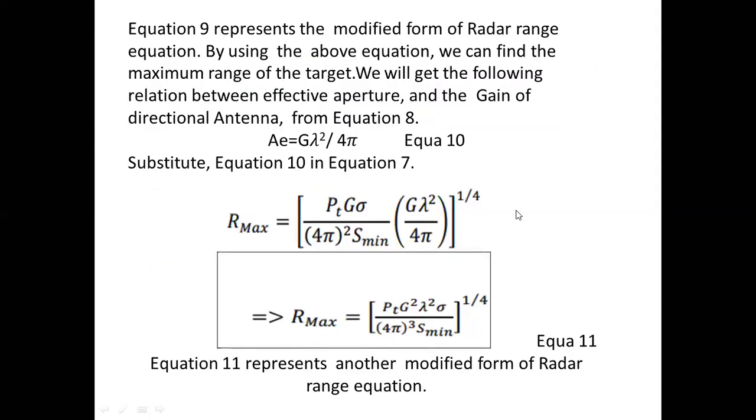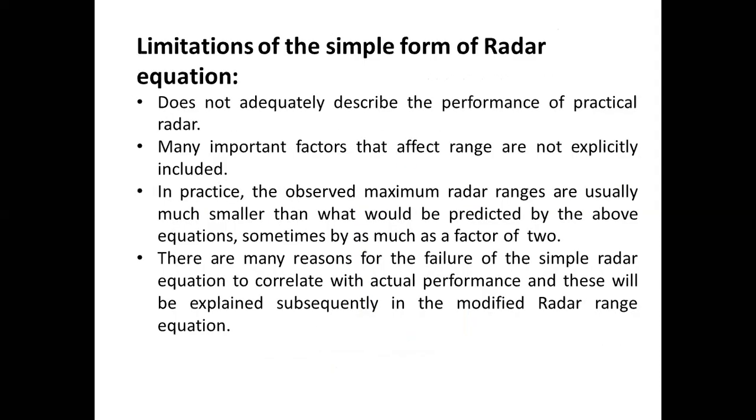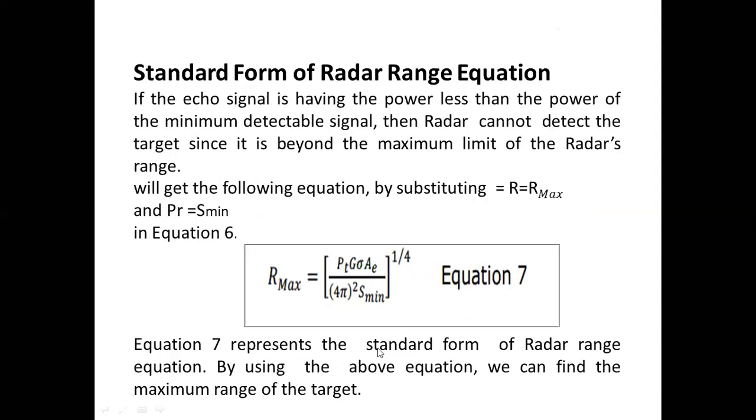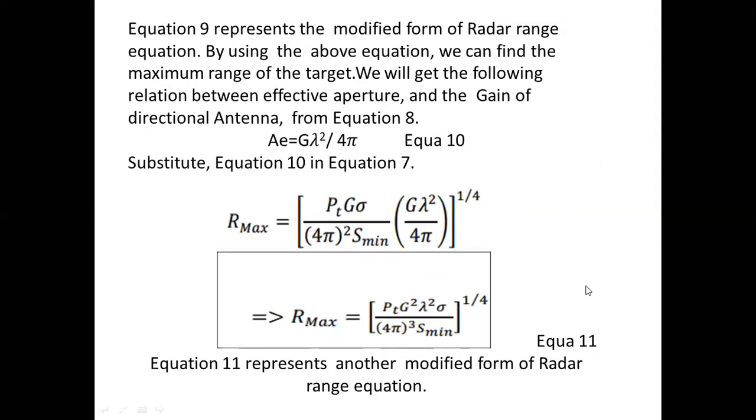Okay. Tomorrow we will discuss the problems. Finally, this is the radar range equation. We have two types of radar range equation: the simple form of the radar range equation and the modified form of the radar range equation. This is the modified form. This is the simple form of the radar range equation. At the side of the formula, we have to write that this is the simple form of the radar equation, and this is the modified form of the radar equation.